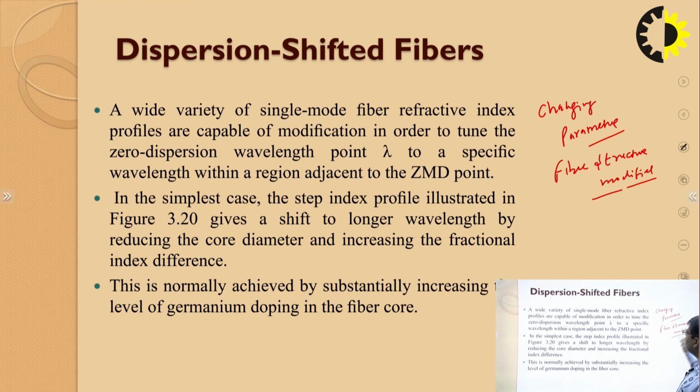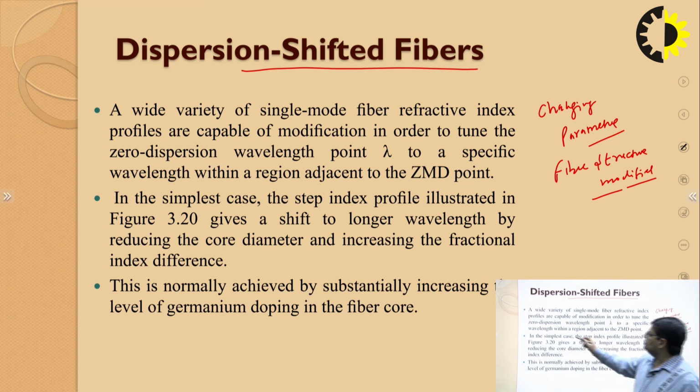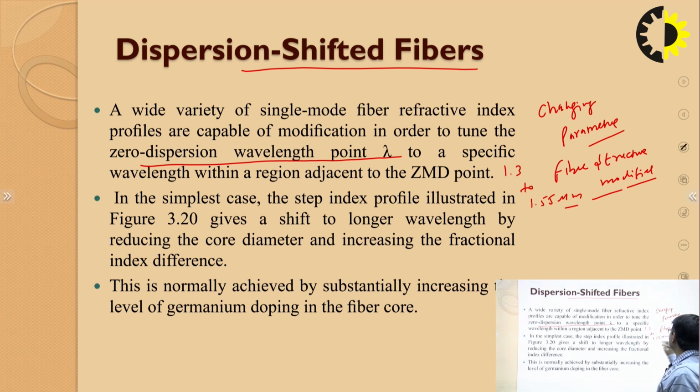An example of this modification, the first type that we are discussing, is dispersion shifted fiber. In the dispersion shifted fiber, the zero dispersion wavelength is shifted from one point to another, let's say from 1.3 to 1.55 micrometer. So how can we obtain this? This can be obtained by simply doing two things: by reducing the diameter of the fiber, that is, changing the a.